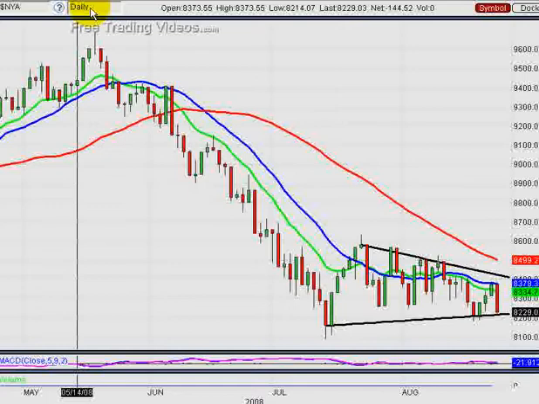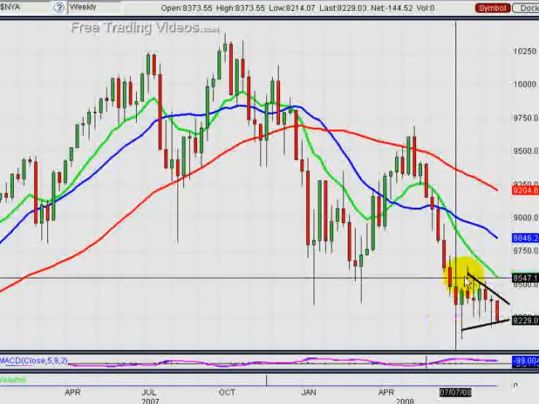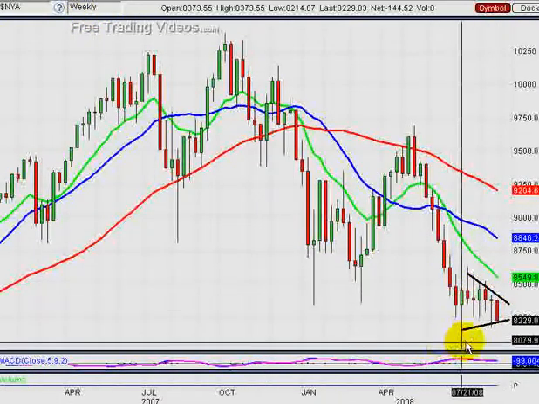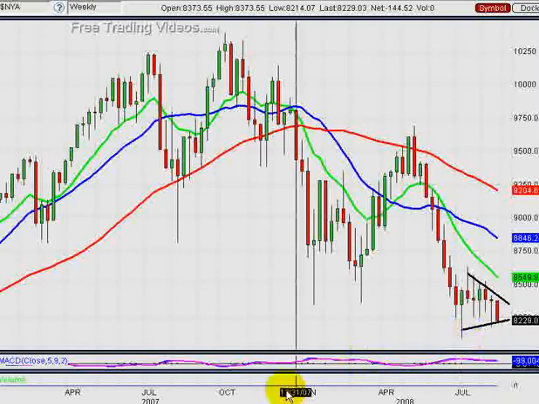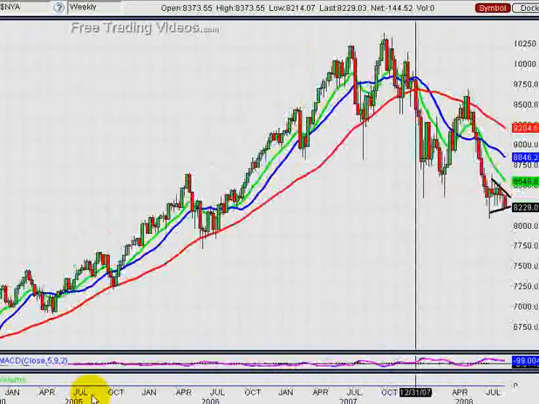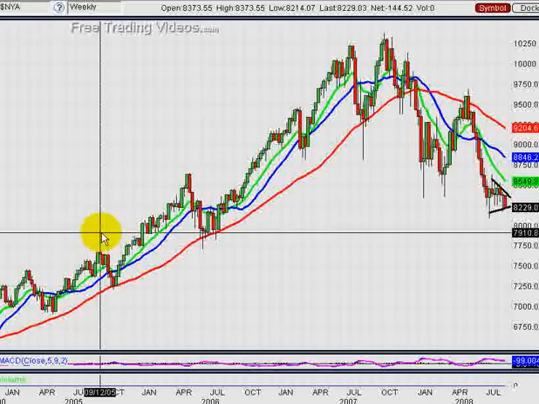Let's take a quick look here at the weekly chart. Okay, there's a weekly chart. Here's the trend lines coming off the daily, but there's that lower swing low right there on the daily chart. We break that low, this thing can come a long way down. Here's the next support level down here.